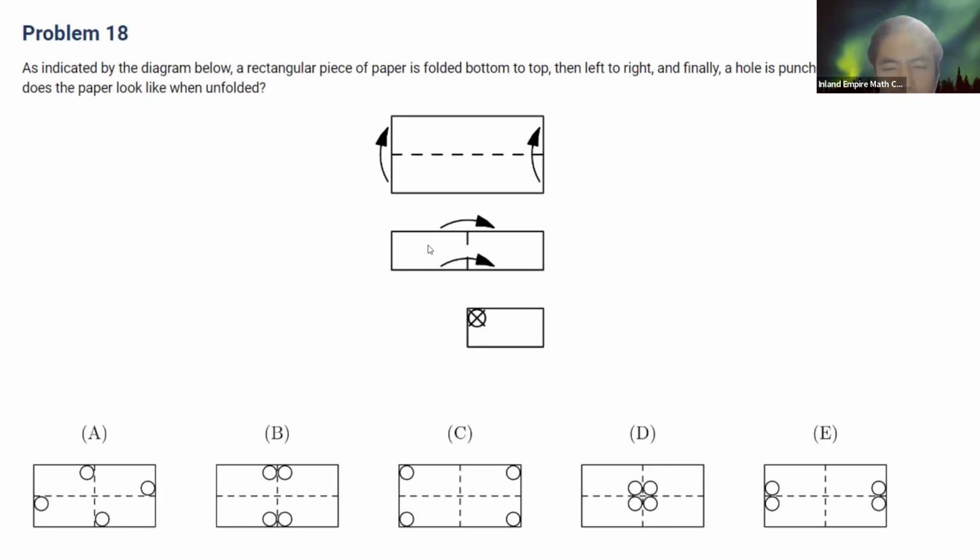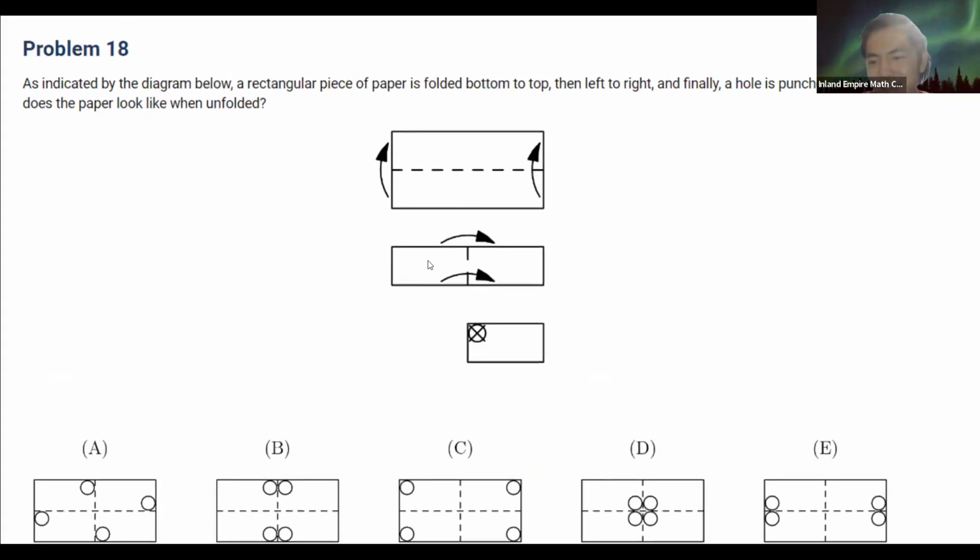Because this might be a little hard, but it does require a little geometric imagination skills. So pretend that you go in the reverse direction, right? So you start with this and you go up. So that means if you unfold it, you would have a hole here and a hole here, right? So that's your first step. But since here you folded it in half, that means when you unfold it, you would have something like this. So the answer would be B.